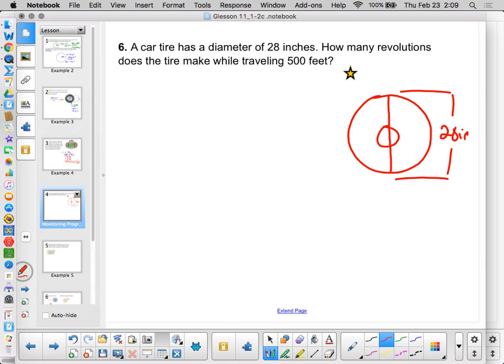Now remember, this is in inches. When you find the circumference, you're going to have to convert that to feet before you can answer this question. All right, good luck. This one's going to be a little tougher.